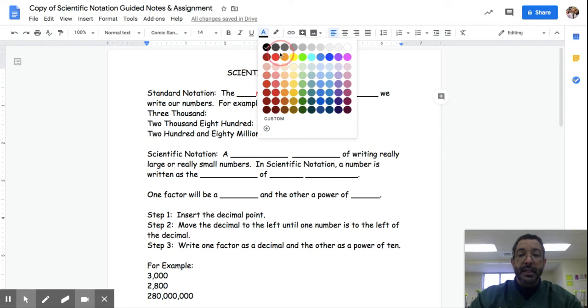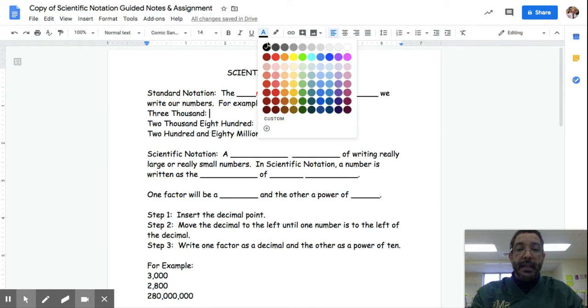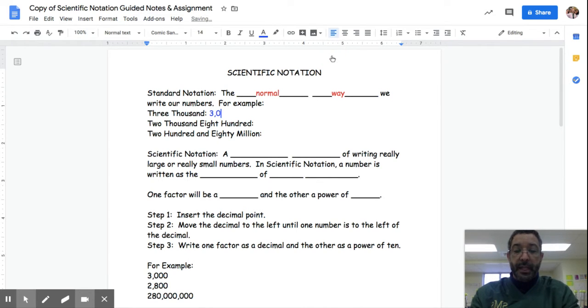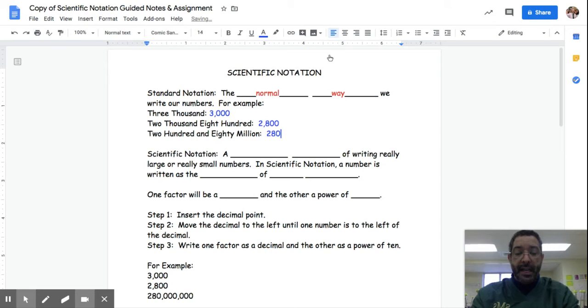So you should be completing these guided notes along with me because you're going to turn these in with your assignment for a grade. All right, so for example, when we look at the normal way that we write our numbers, we have the number 3,000. If we were going to write that in standard form, we would simply type 3,000. And for 2,800, same thing. If we were going to do that in standard form, we would type 2,800. And for 280 million, same thing, we would just type it in standard form. So we'd write 280, and then that's going to be 6 zeros.